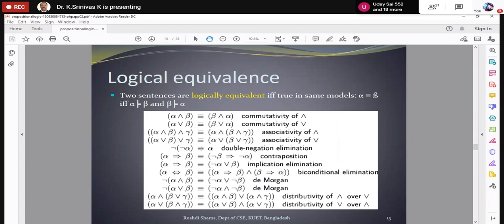Now the next one is De Morgan's law. When alpha and beta is complemented, negated, then all will become reverse. Alpha will become negation of alpha, and will become OR, beta will become negation of beta. So this is called De Morgan's law.